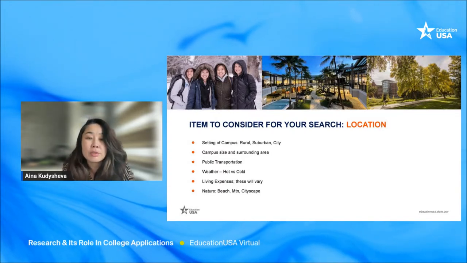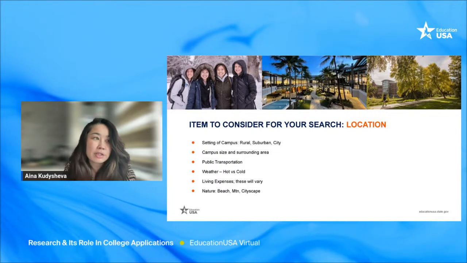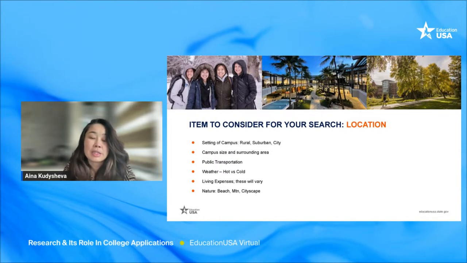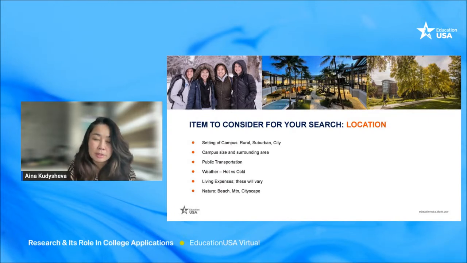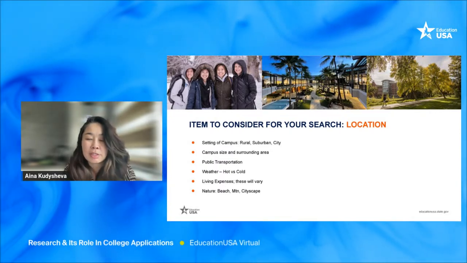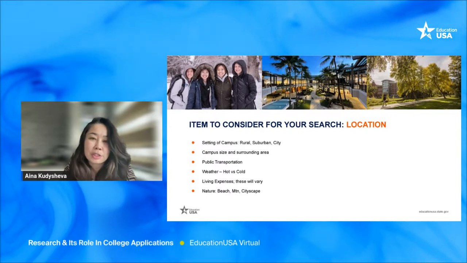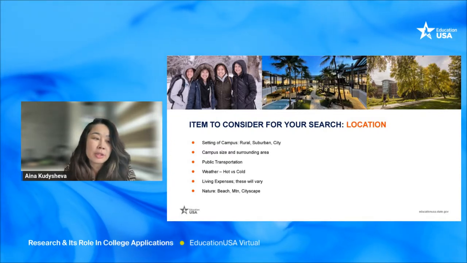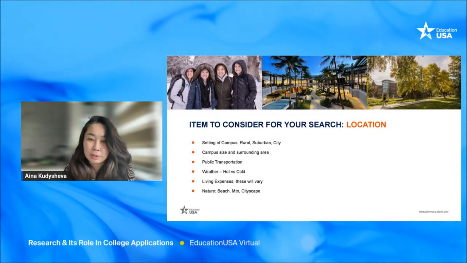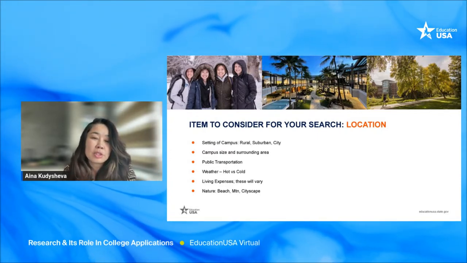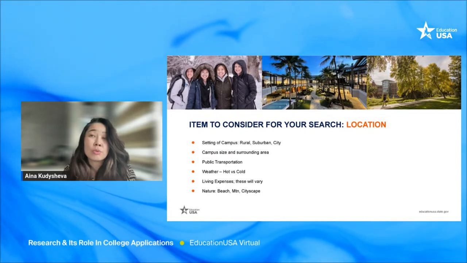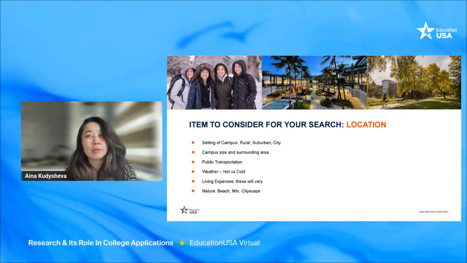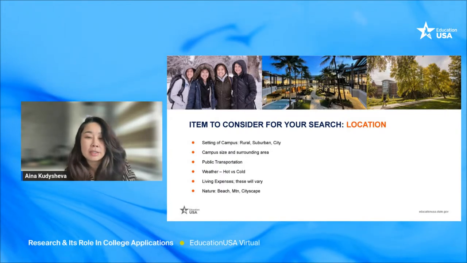So the next thing you have to consider is the campus size and surrounding areas. For example, some campuses can be set in city centers, downtowns. Other campuses can be set in the suburban part of a city. Some campuses are themselves little small towns. For example, there are universities which have 20,000 students, and the city where the university is located has, for example, 5,000 citizens. When you choose this kind of university, you should understand that if you want to work on campus, the opportunities will be fewer than if you choose to work in a big city or on a big campus.